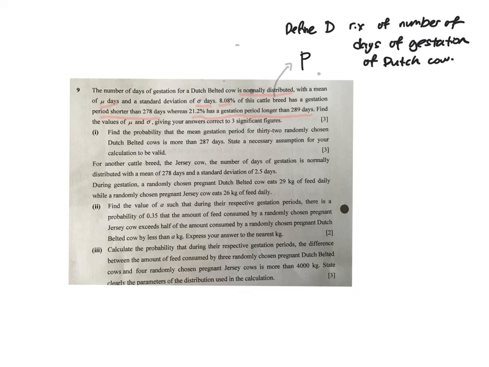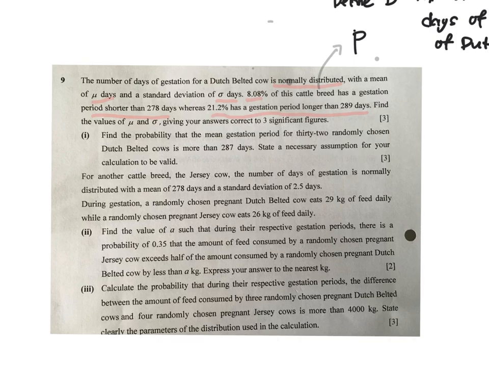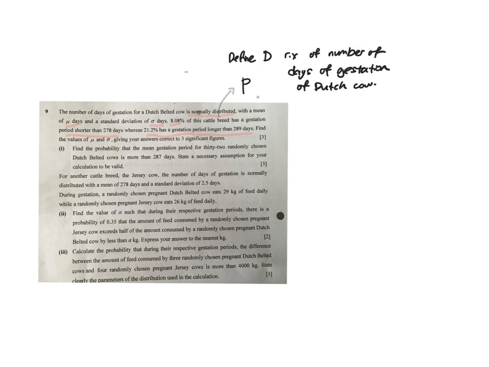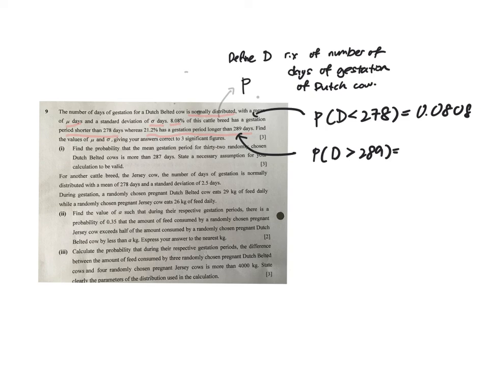but you actually didn't read that in the later part of the question there's a second cow. So 8.08% of the cattle has, basically from here, what you should be writing is probability that D is less than 278 equals 0.0808. The next one, 21.2% has a gestation period longer than 289, so probability of D greater than 289 equals 0.212. From here, you just need to do your standard normal, and you should be able to deliver the first part.